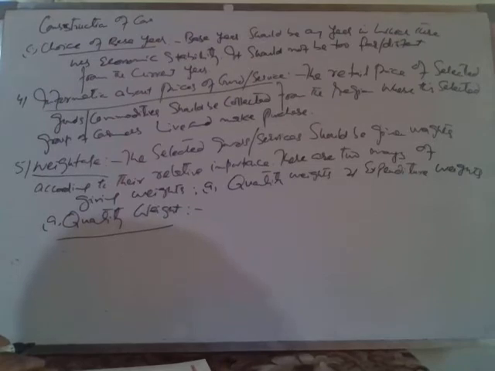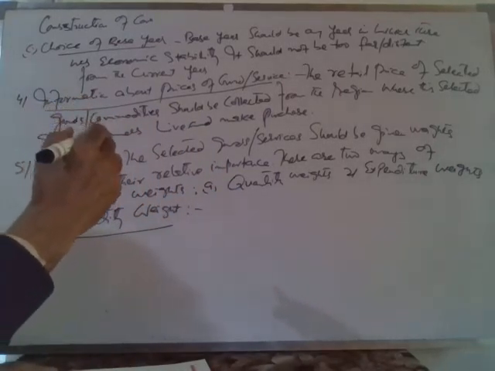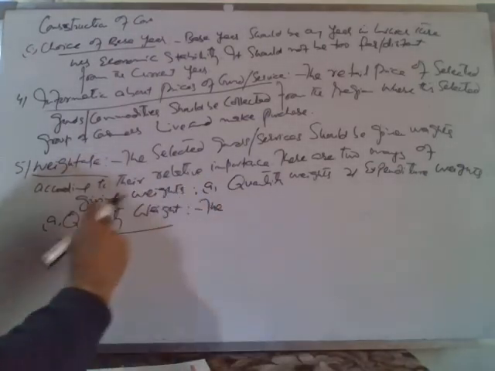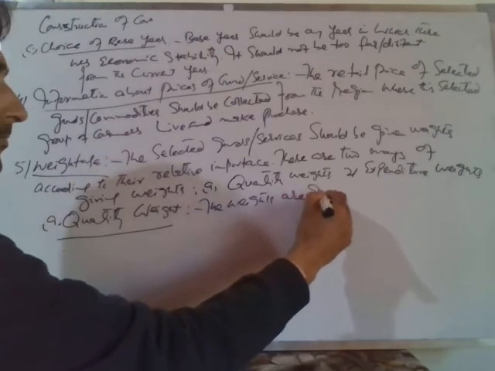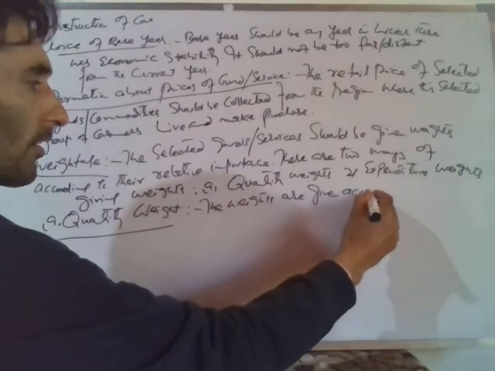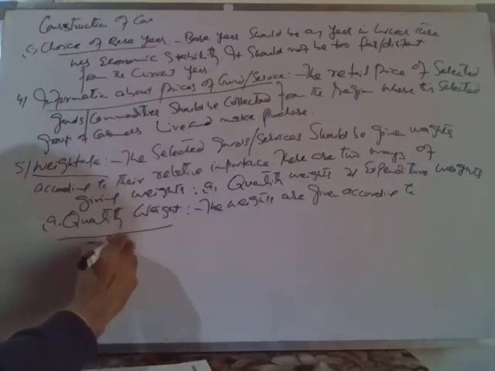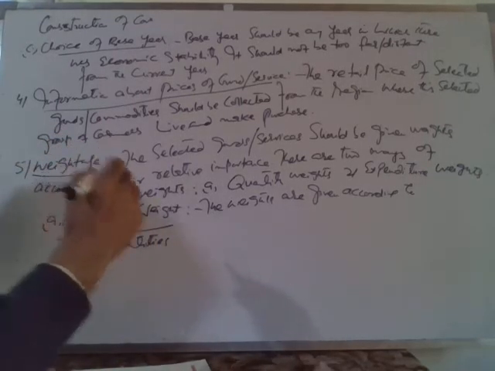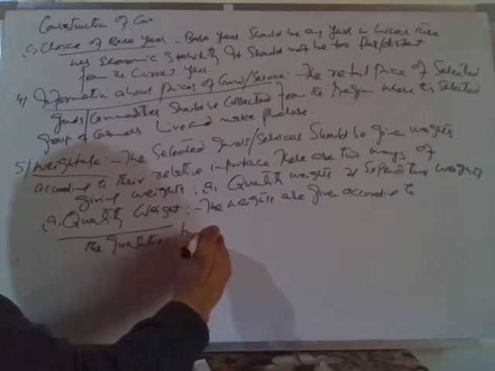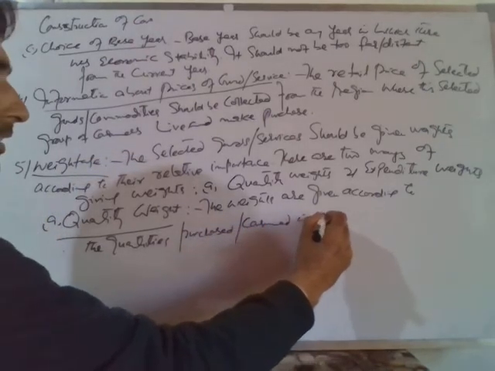Quantity weight, these weights are given according to quantities consumed in the base period. The weights are given under this method. The weights are given according to the quantities consumed in the base year.